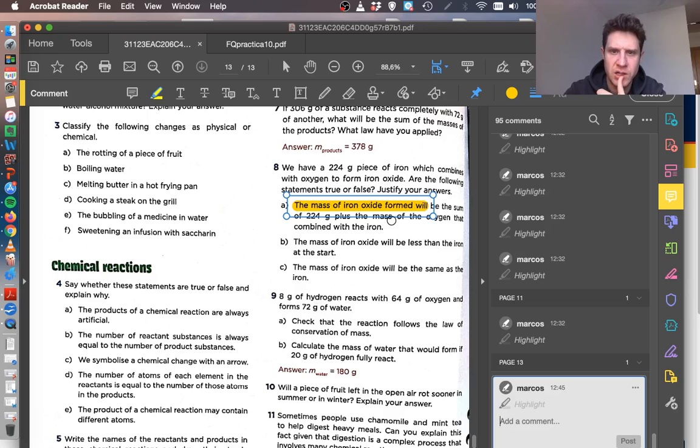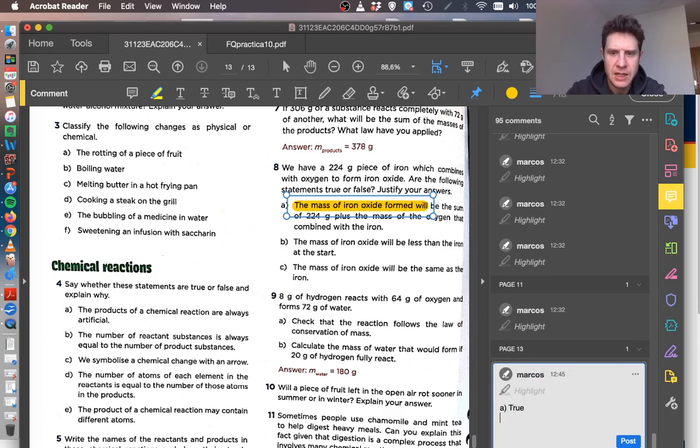A: The mass of iron oxide formed will be the sum of 224 grams plus the mass of oxygen. Yes, that's true. A is true. B: The mass of iron oxide will be less than the iron at the start. Of course not, because we have iron plus oxygen, iron oxide. So false. Iron oxide will be more than the iron by itself.